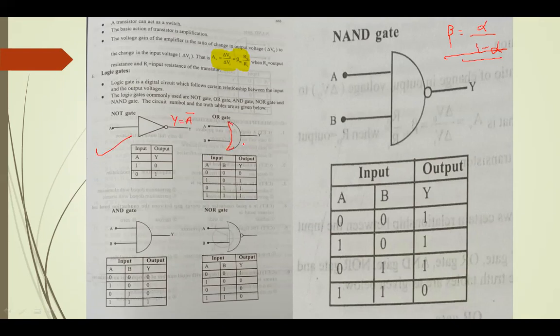OR gate. So that is a circuit symbol. So if both are 0, output also 0. In all other cases it is 1, 1, 1. So digital, when we talk about the digital, you will be having only zeros and ones.